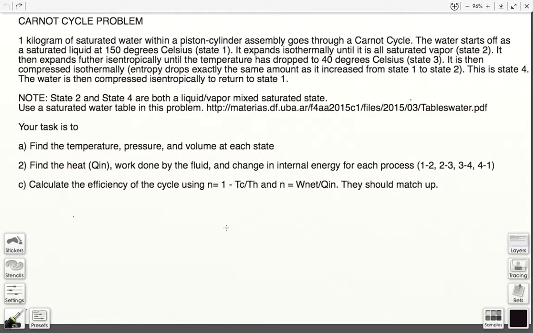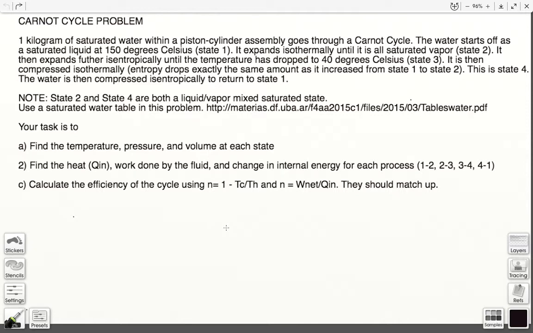In this video, I'll be giving a problem on the Carnot cycle and helping to set this problem up. In the next video, I'll go over the solution in more detail. So let's read the problem together. We have 1 kilogram of saturated water with a piston cylinder assembly that's going to go through a Carnot cycle.